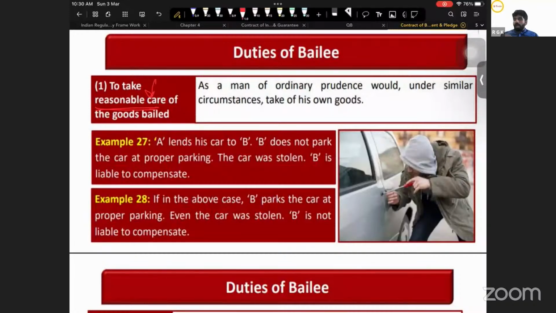If I have to say you have taken reasonable care, the care should be equivalent to what you take for your own goods. If the goods were yours, what care you would have taken? Similar care you have to take. Only then it amounts to reasonable care. Otherwise, it is not reasonable.